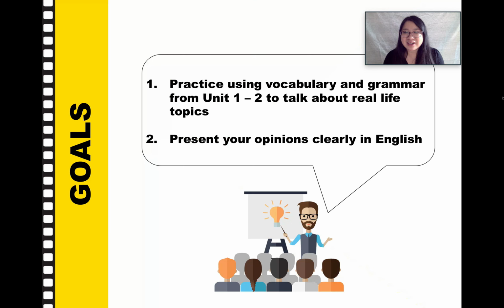Let's first talk about your assignment goals. What are we trying to accomplish in this project? The goal of this assignment is to practice using vocabulary and grammar from Unit 1 and 2 to talk about real-life topics. So all of the grammar and vocabulary that we just reviewed is going to be used in this assignment. Our second goal is to practice presenting your opinions clearly in English.